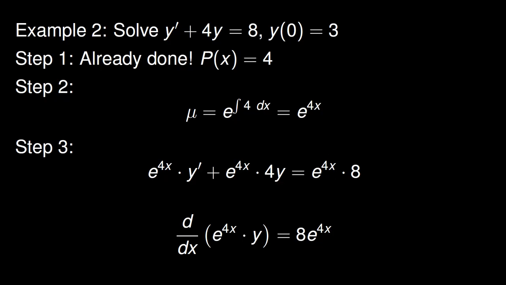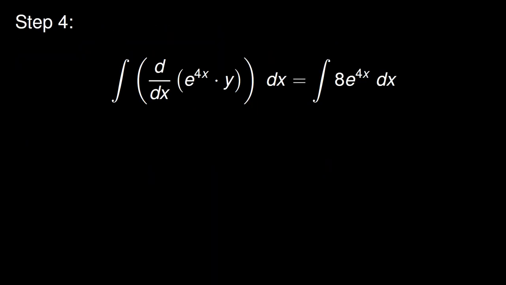So we have this equation at the very bottom that we now need to solve for y. Well, we integrate both sides. The integral of the left, well, the integral and the derivative cancel each other off. So we just have e to the 4x times y. On this right-hand side, we can either use substitution, or maybe you know off the top of your head that the integral of e to the 4x is 1/4 e to the 4x. And when you multiply that 1/4 by 8, you get 2 e to the 4x.